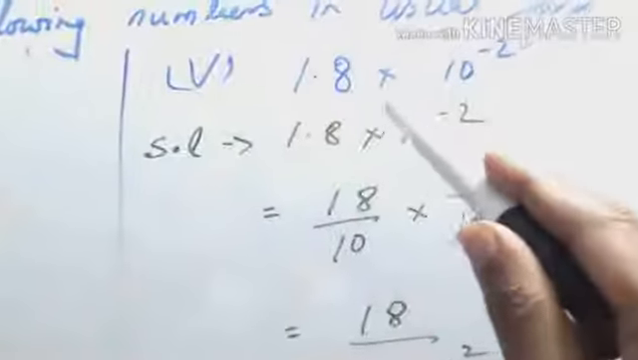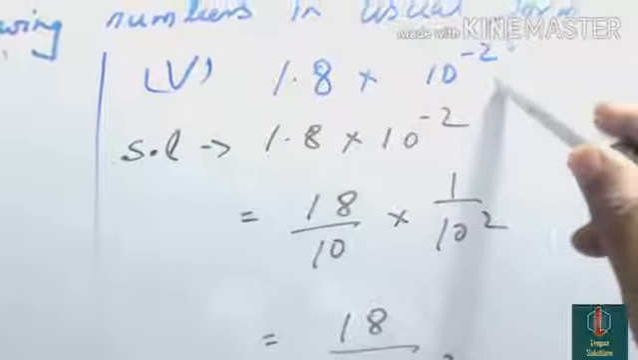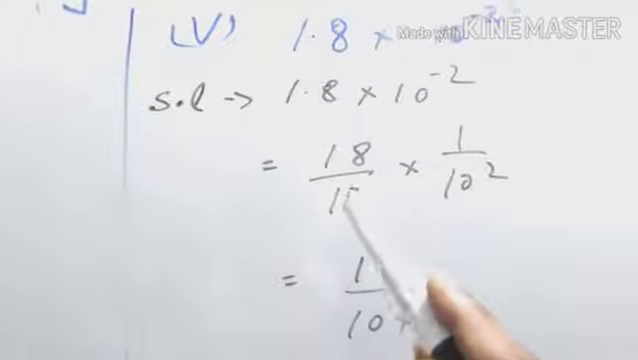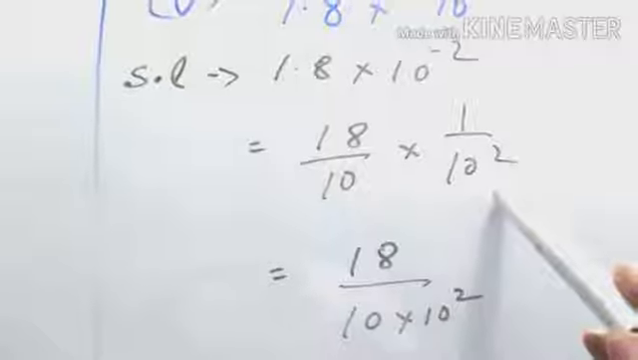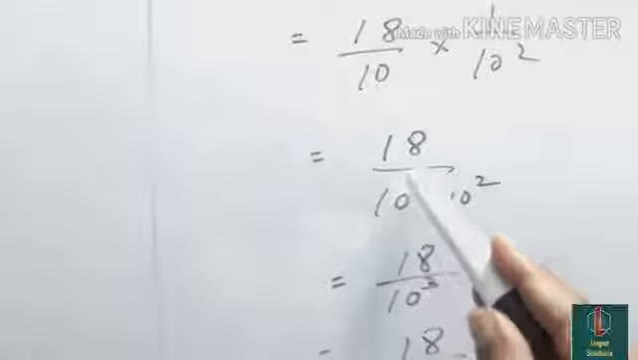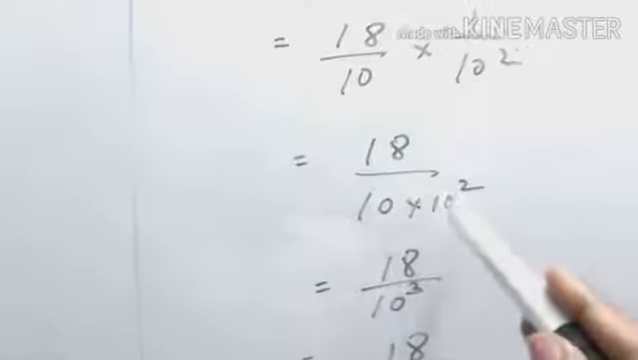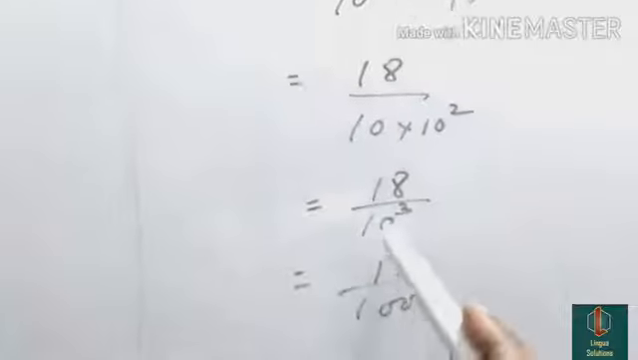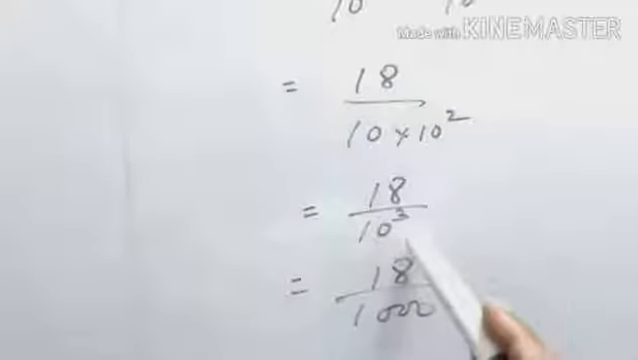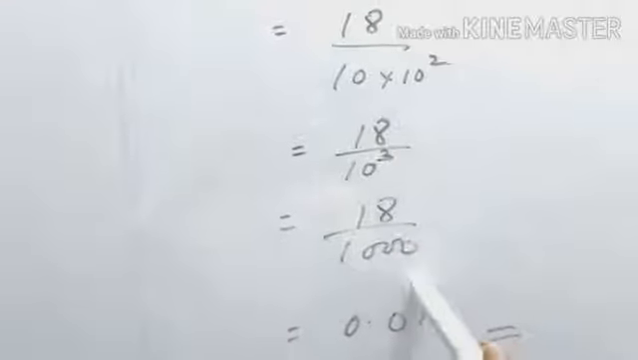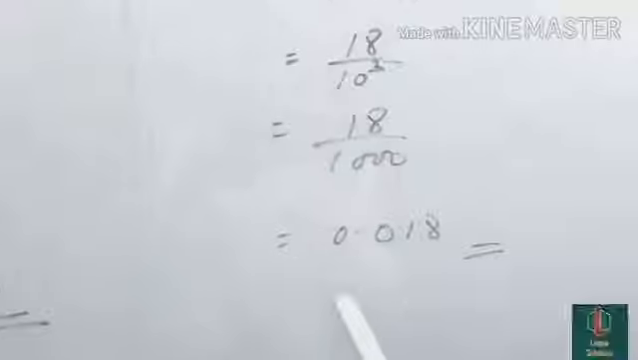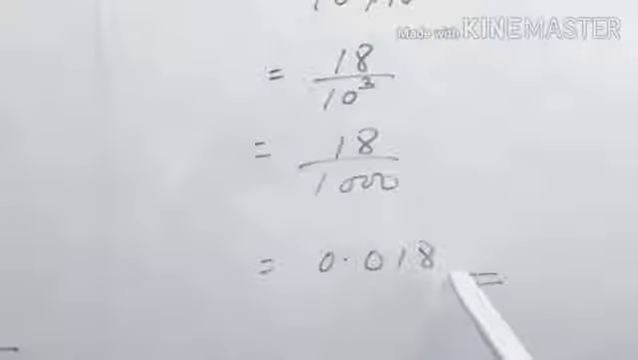Now come to next one. That is 1.8 into 10 to the power minus 2 is equal to 18 by 10 into 1 by 10 square is equal to 18 by 10 into 10 square is equal to 18 by 10 cube is equal to 18 by 1000 is equal to 0.018. This is the answer.